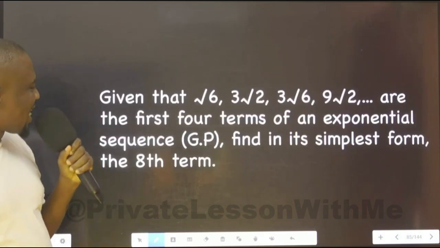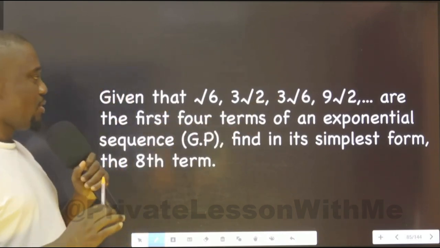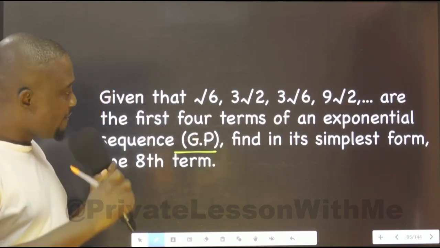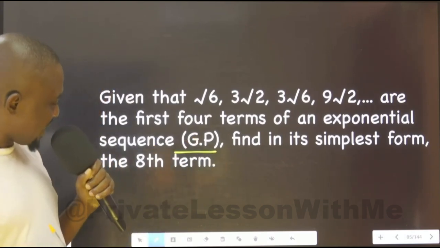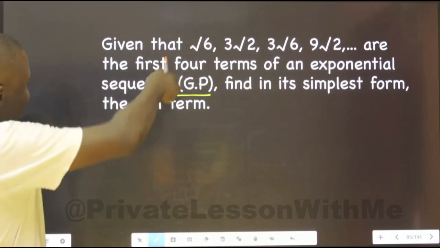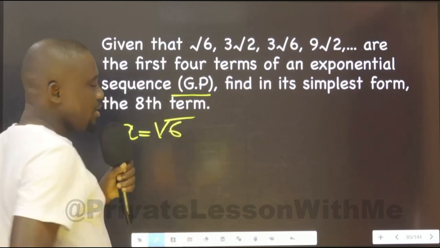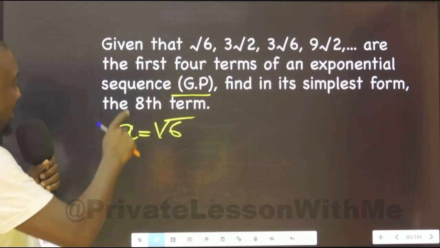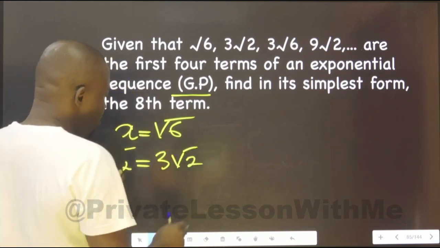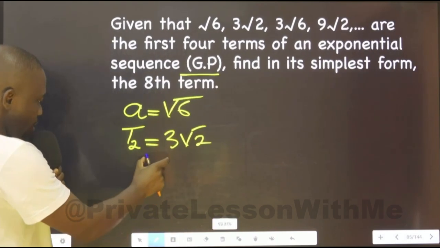Let's look at this. It says, given that these are the first 4 terms of an exponential sequence, that is a geometric progression, find in simplest form the 8th term. From what we have here, you can deduce that our a is the square root of 6. The second term is 3 square root of 2. So with this information, we can find the common ratio. Let's find the common ratio.